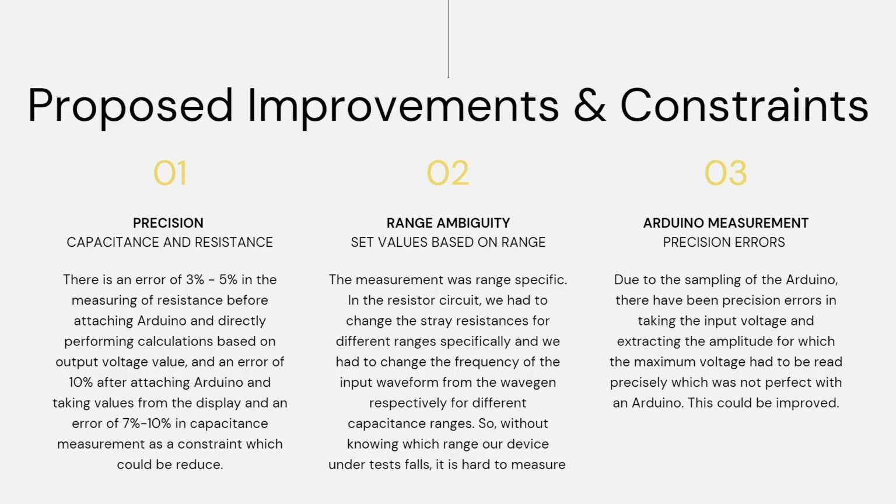Because the Arduino is a digital circuit, it has various factors, like the sampling factor, and our code also works in such a way that it has to take the maximum, because we need the amplitude, and from the generated sine wave we have to pick out the maximum amplitude. Sometimes, when it doesn't sample at that maximum, we cannot really take the maximum amplitude, and that was a little issue with the Arduino. So maybe if we had a better microcontroller which could take more accurate results, we could have reduced the precision errors.